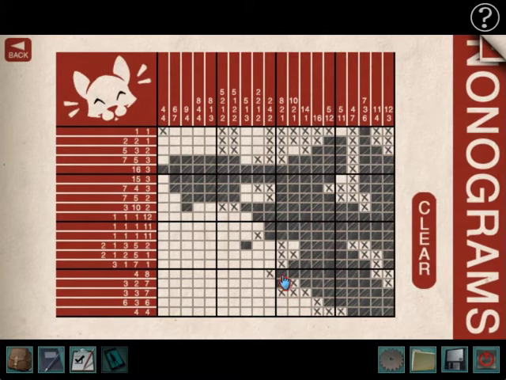Yeah, this puzzle is crazy. Oh, here we go. 2, 2, 1, 2. Okay, so we got the 2 and the 2, which means that we can X all this stuff off. Yay! Okay, 5, 1, 3. We can X that off as well.